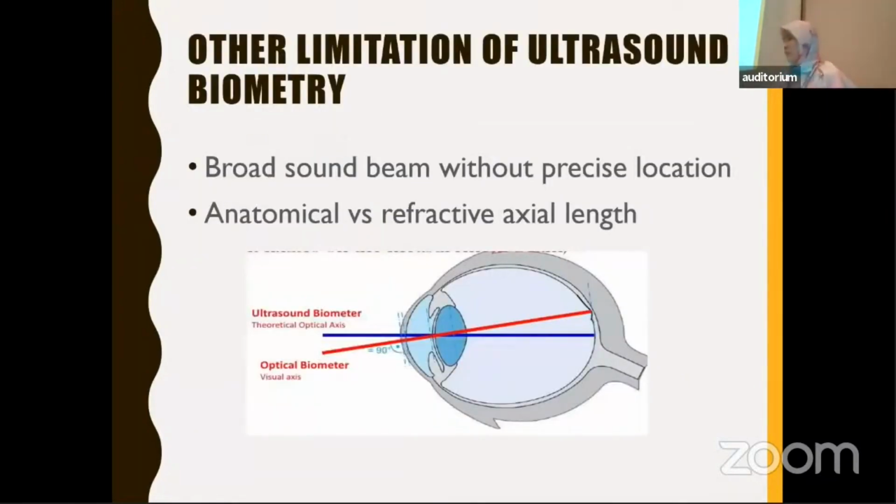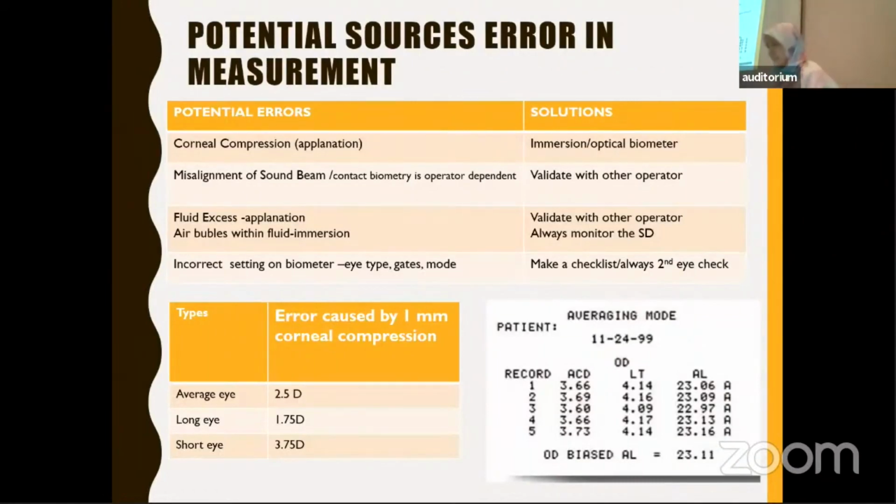This is a limitation of the ultrasound biometry because it uses a broad sound beam without precise location. It is difficult to determine between anatomic or refractive axial length. So again, potential sources of error in measurement, like I mentioned just now: in ultrasound between applanation and immersion, if we use applanation, there is corneal compression. So the solution is to use immersion or optical biometer. And if we have misalignment of the sound beam, maybe we can validate with another operator. For incorrect settings on the biometer, such as eye type, gain, gate or mode, always make a checklist and always do a second eye check. Maybe the second operator can check for that.